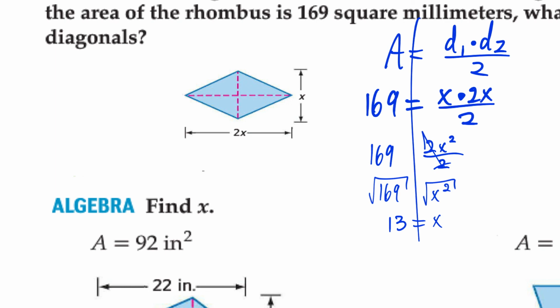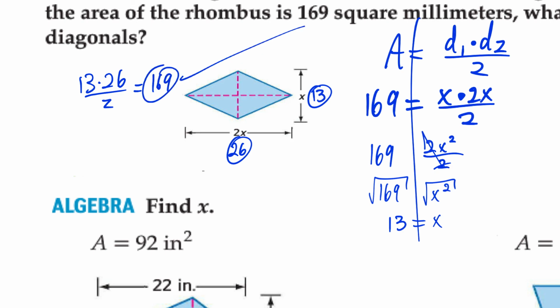Yep. So going back up here, if x is 13, how long is this diagonal right here? Yeah, it's 13. And if x is 13, how long is this diagonal down here going to be? 26. Yeah, it's going to be 26. Exactly. 2 times 13 is 26. Now you could just check that. Go 13 times 26 divided by 2. And if you did that, you're going to see it gives you this 169 that we started off with.